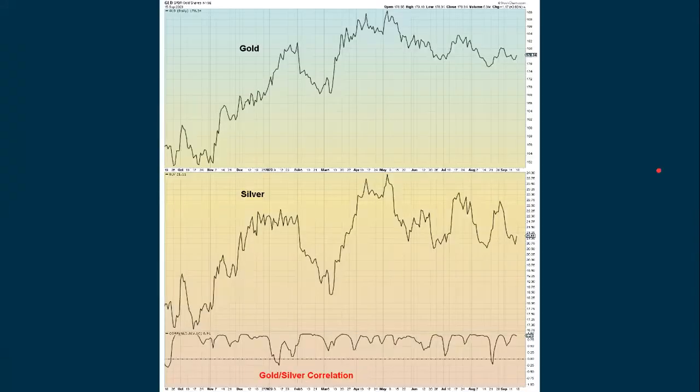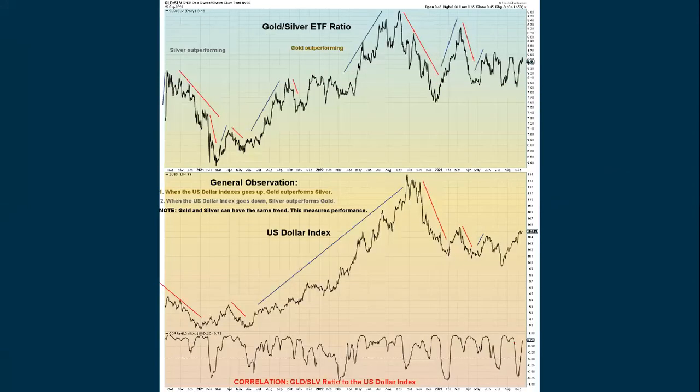We look at just the closing values for gold on top, silver in the middle, to show that the correlation between the two is quite strong, which is pretty much what you would think would happen. And then we take a study of that.